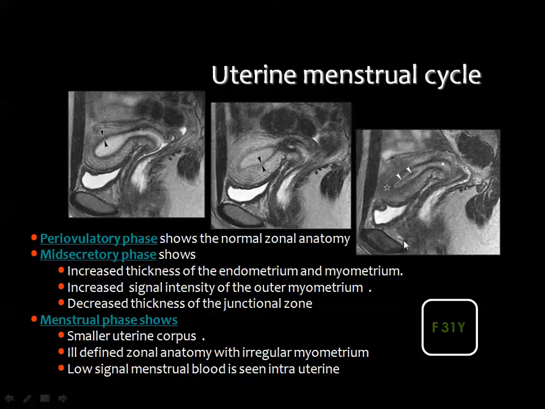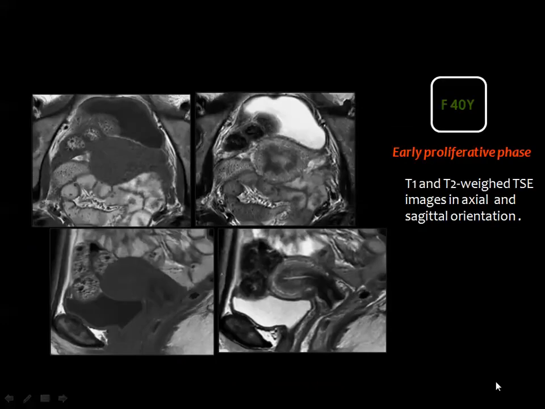In the menstrual phase, you see some blood clots inside the uterine cavity, and you see that it is regaining its normal configuration and signal intensity.